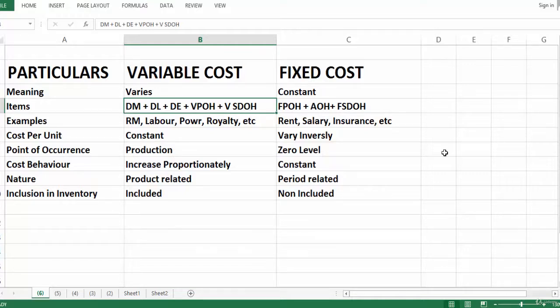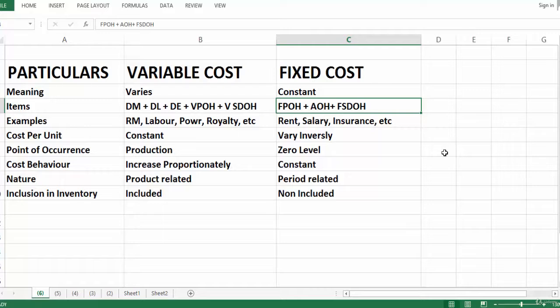Then what are the items in fixed cost? Fixed cost will contain fixed production overheads plus administrative overheads plus fixed selling and distribution overheads. So these are all the items of a variable and fixed cost.